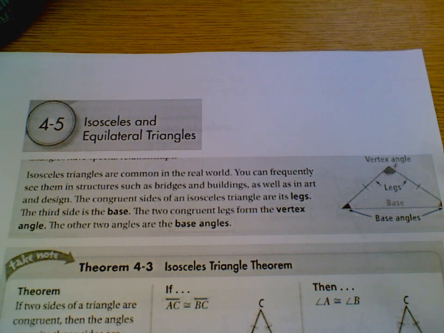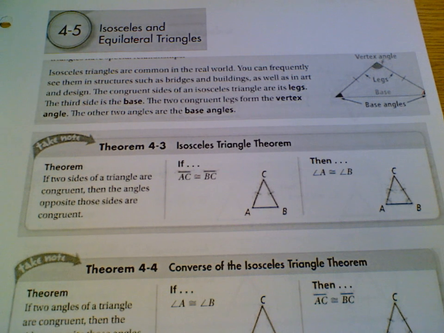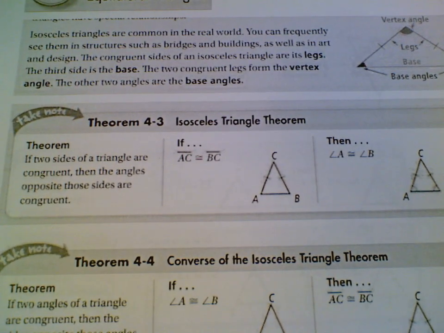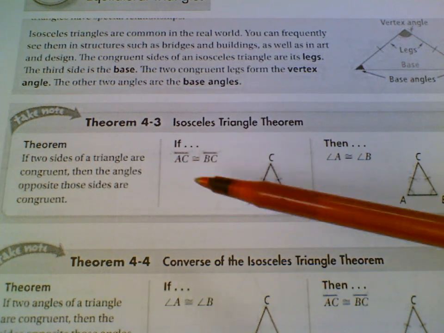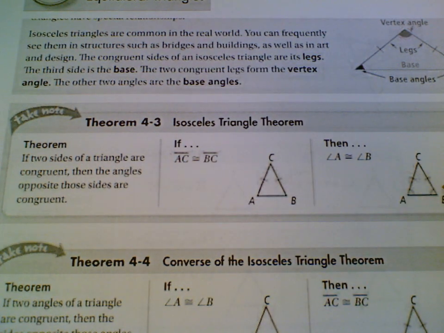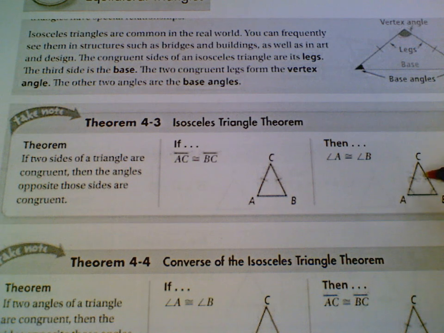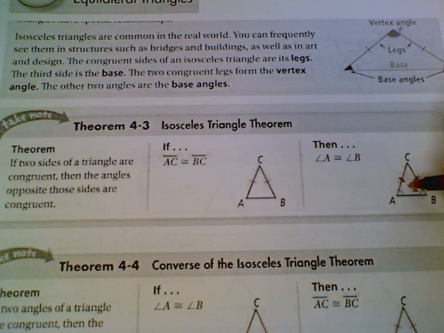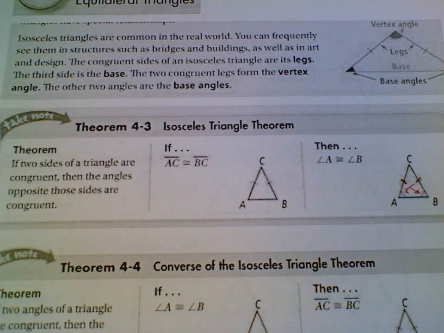It's very important for you to understand the base angles because the next theorem is going to show you that the base angles of an isosceles triangle are always congruent. So that's what theorem 4.3 is saying. It says if two sides of a triangle are congruent, then the angles opposite those sides are congruent. So that means if I have this side congruent to here, the opposite angle would be going diagonal, so angle B would be congruent to angle A.